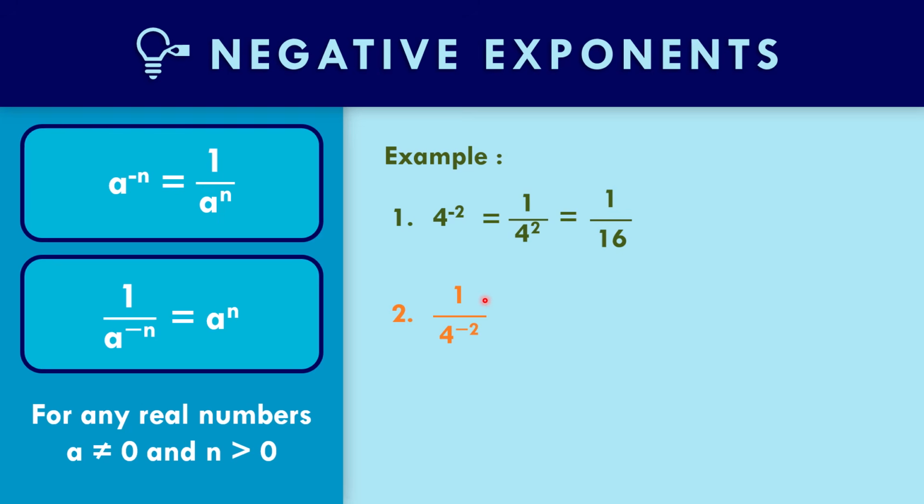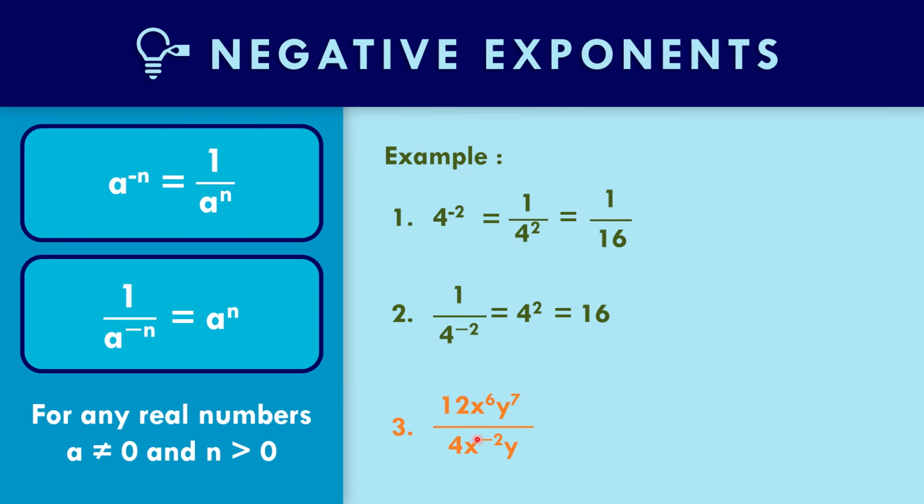In example number 2, 1 over 4 to the negative 2. Based on the rule, 1 over a to the negative n is equal to a to the n. So in the denominator, we have a negative exponent. To make it positive, proceed to the numerator. So that becomes 4 squared, and 4 squared is 4 times 4, that is equal to 16.